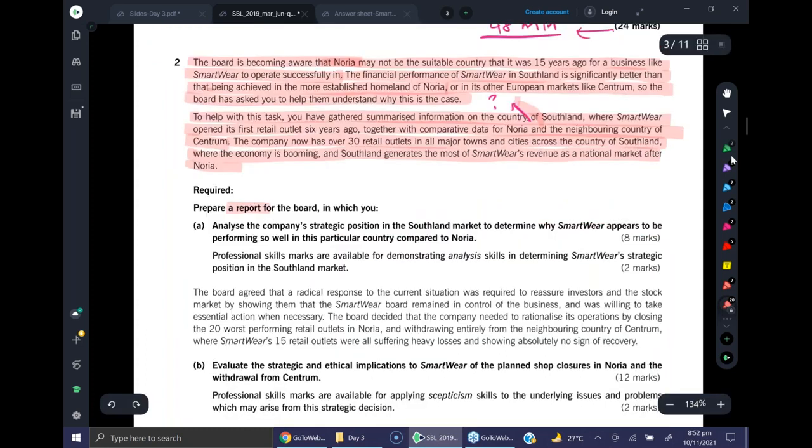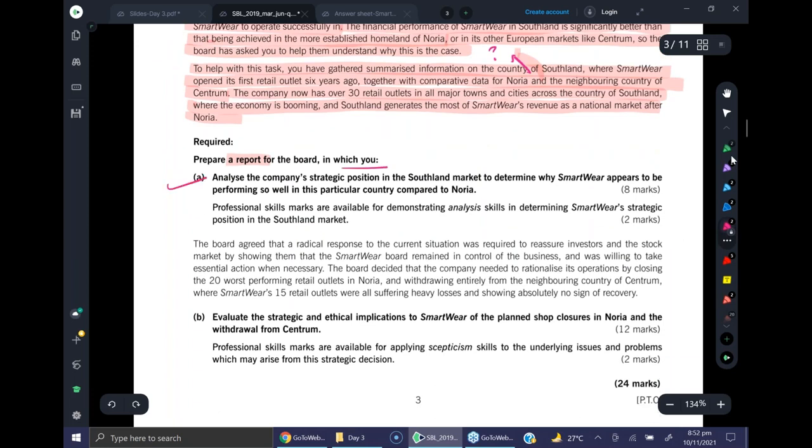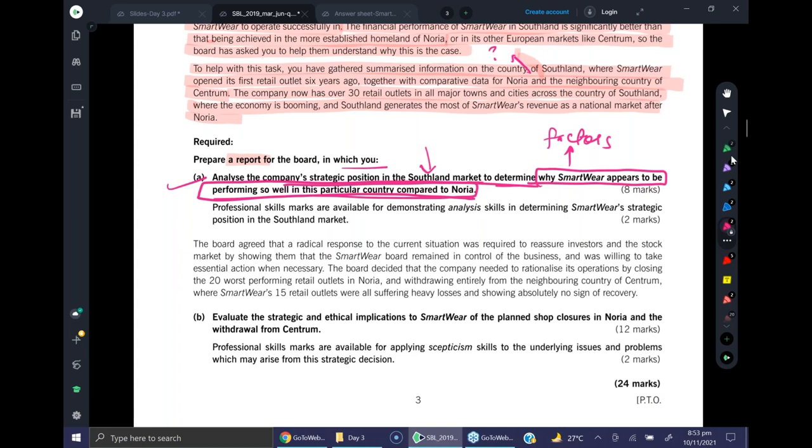Prepare a report for the board in which you, part A, analyze the company's strategic position in the Southland market to determine why, this is important, why Smartware appears to be performing so well in this particular country compared to Noria. Which country? Southland. So you will have to explain the factors, the reasons why Smartware is doing better in Southland as compared to Noria. We'll be comparing it with Noria naturally because the requirement asks us to, but the main emphasis will be to figure out what is going so well in Southland. So country-specific factors need to be discussed.